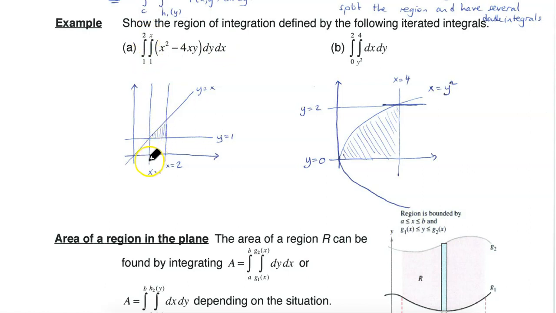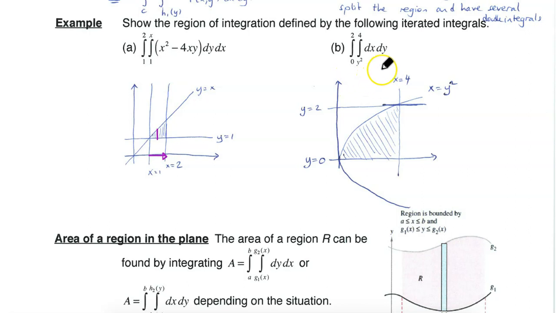x ranges from 1 to 2, and I draw the vertical lines to show the limits. I'm going to go from 1 to 2. And then y ranges from y equals 1 to y equals x. It goes from x equals 1 to x equals 2, and here it goes from y equals 1 to y equals x. So we need to sketch these two graphs, y equals 1 and y equals x. And now for any of the values between 1 and 2 for x, I'm going from y equals 1 to y equals x. And it defines that triangle.